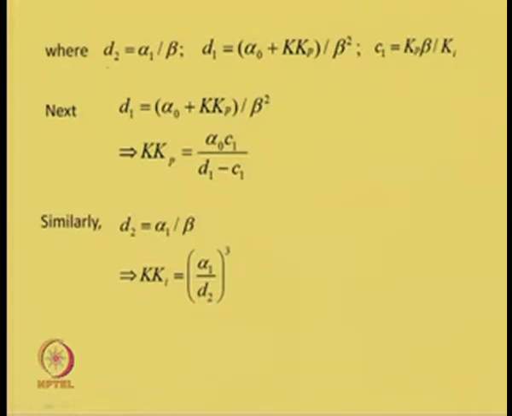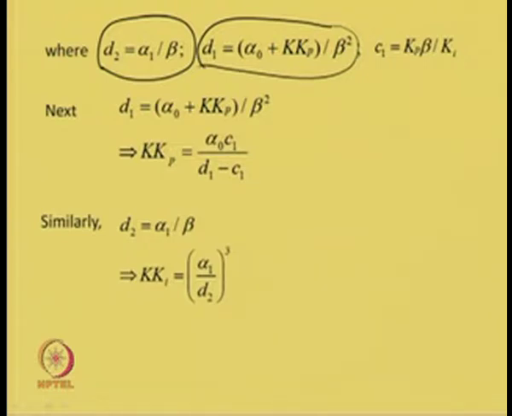Now, we have d2 expressed as alpha 1 upon beta, d1 expressed as alpha 0 plus k Kp upon beta squared, and C1 is equal to Kp beta upon Ki. These are the 3 variables we have in the standard transfer function.